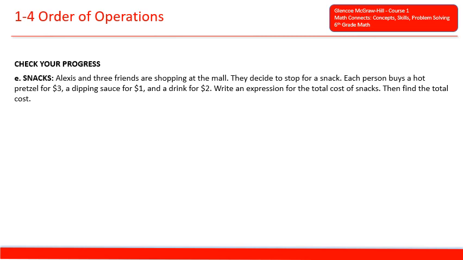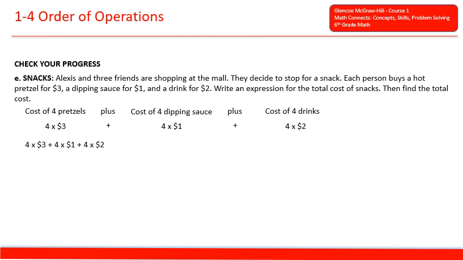So just like in the previous example, we're going to find the cost of 4 pretzels. So the pretzels are $3 a piece, so we get 4 times $3. Then we're going to add the cost of 4 dipping sauce. The dipping sauces are $1 each, so we're going to multiply 4 times $1. Then we're going to add the cost of the drinks. We have 4 drinks, so it's going to be 4 drinks times $2.